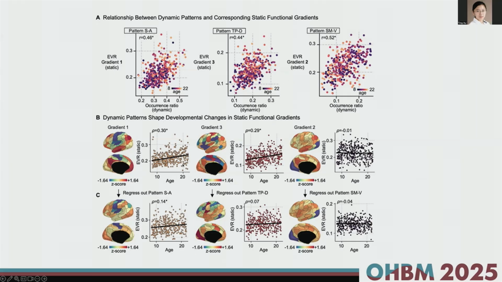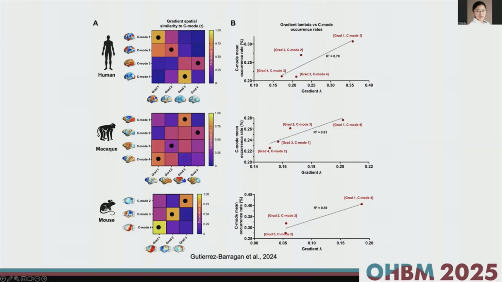And to test this relationship further, we regress out the dynamic patterns and then recalculate the static gradients. As you can see here, the age effect on the static gradients was significantly reduced after we regress out the corresponding dynamic patterns. So this suggests that the amount of time individuals spend in specific dynamic states plays a key role in driving the developmental change we observe in the static functional organization from childhood to early adulthood.